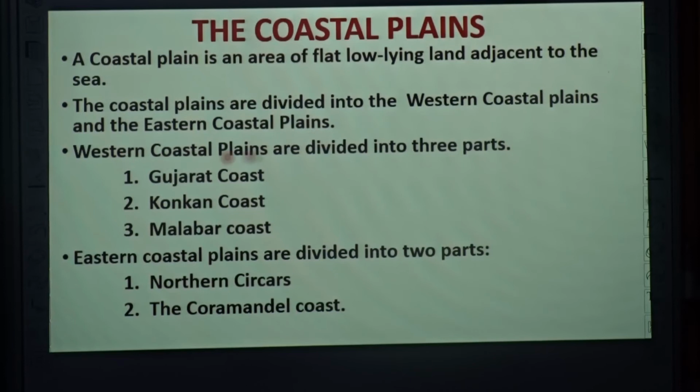So the western coastal plains have three divisions: the Gujarat coast, Konkan coast and Malabar coast. And eastern coastal plains have two divisions: northern Sarkars and the Coromandel coast. You would have studied in depth about these divisions during the class sessions itself.